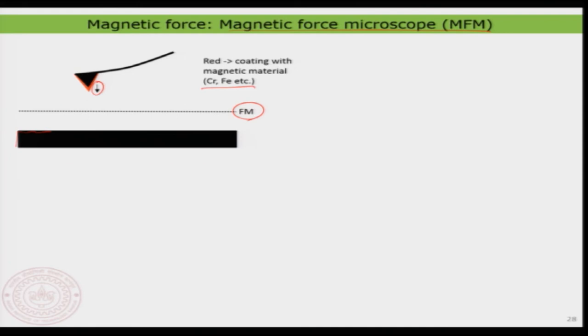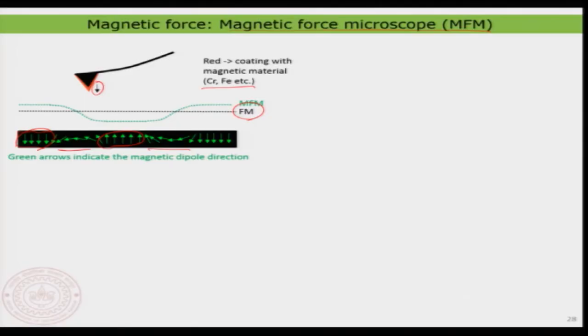Now, I assume that I have a magnetic sample where I have different magnetic orientations like this. I have a down orientation, up orientation, down and so on, and in between I have a grain boundary between the two magnetization directions. It is not normally possible to have a spin up and then immediately spin down, so it has to have some kind of grain boundary.